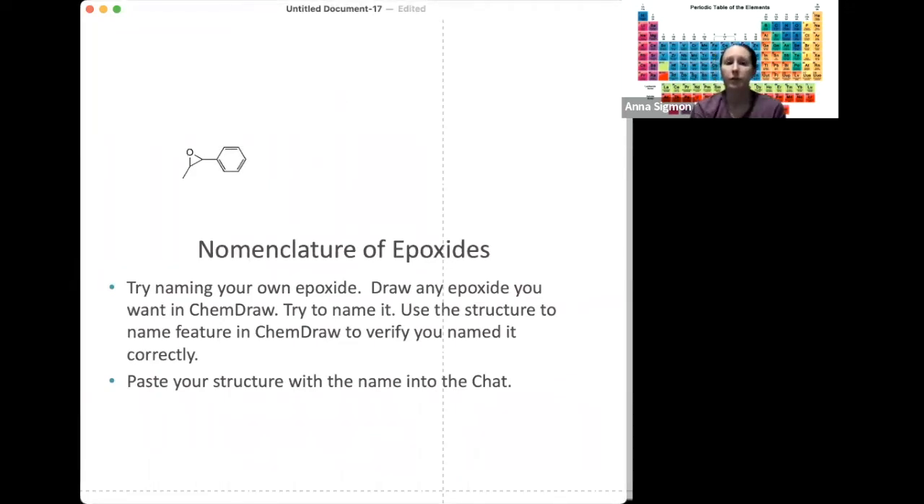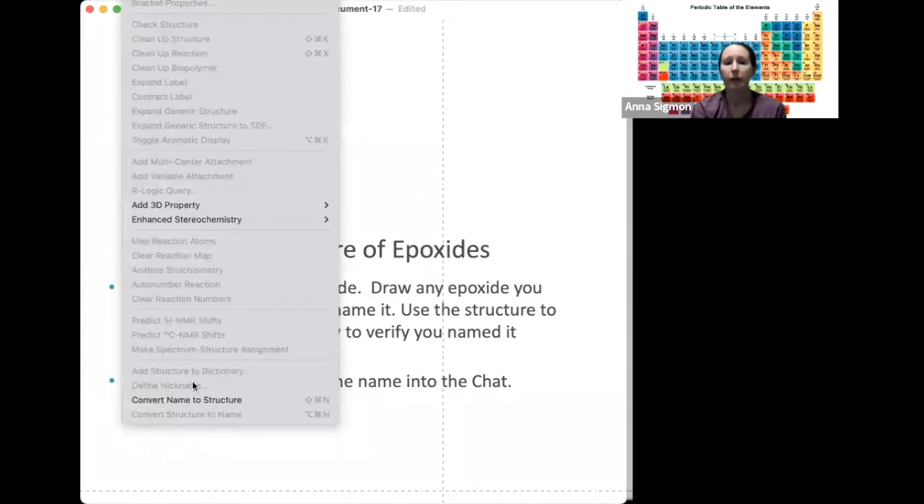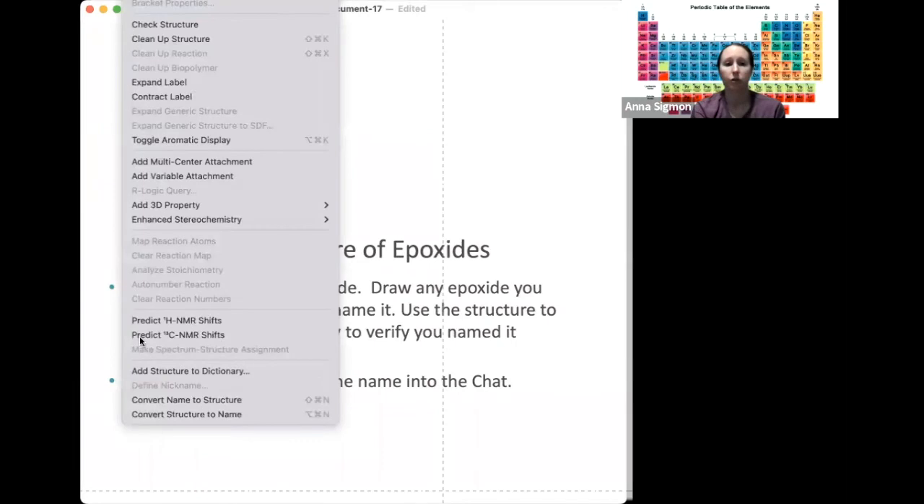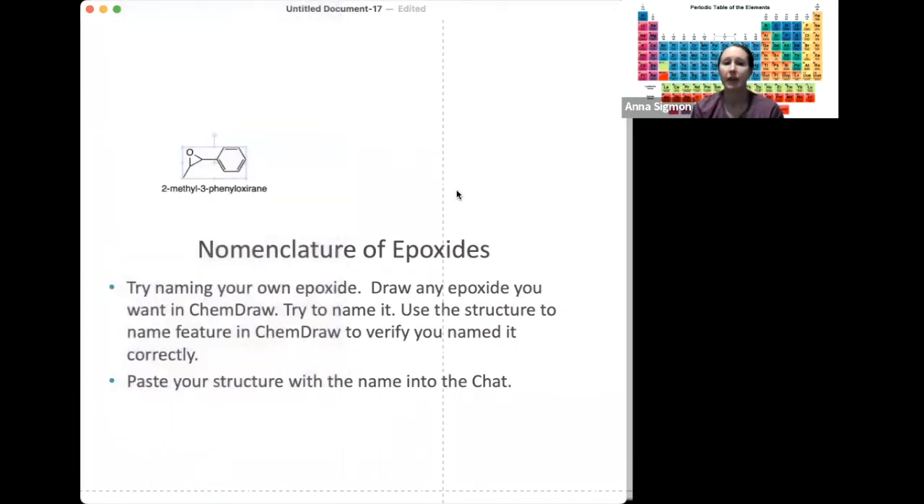You're going to go up to the top and go to the Structure tab, and then you're going to convert this structure to the name. So you go to Structure, click Convert Structure to Name, and there's the name. So you can check yourself. Now I want you to paste your structure with the name into the chat.